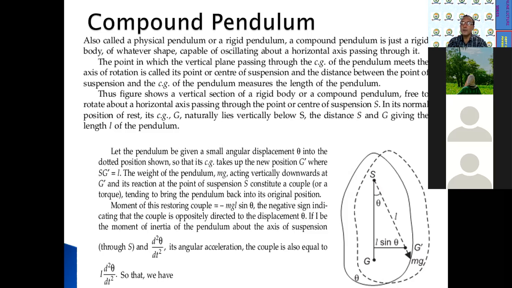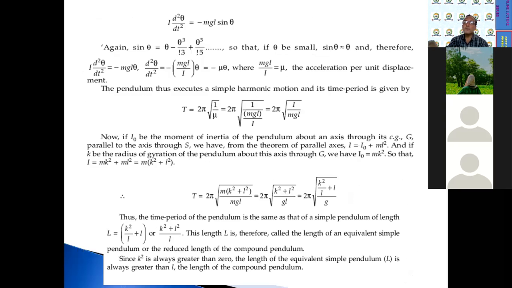जो couple इसके ऊपर काम करेगी वो कितनी रहेंगी? उसका moment of inertia into angular acceleration. That is the couple acting on that particular pendulum at this position. It is equal to I into d2 theta by dt square, where I is the moment of inertia and d2 theta by dt square is angular acceleration. And therefore, this is the force acting on that one, no doubt.